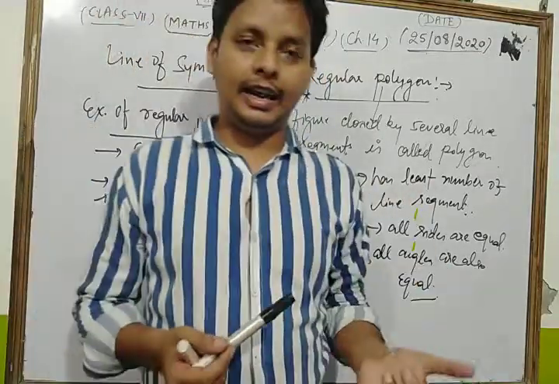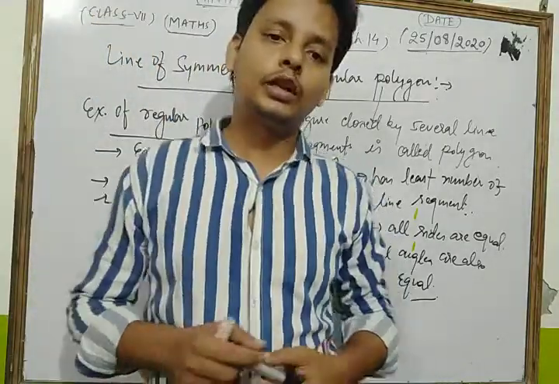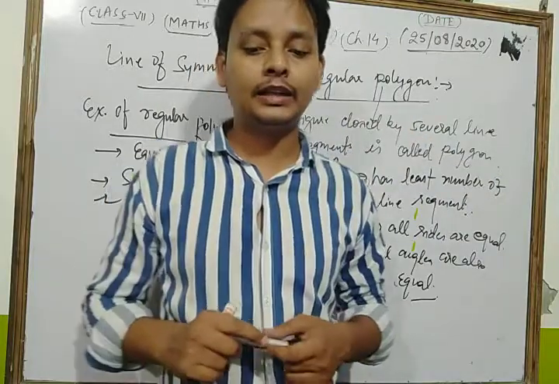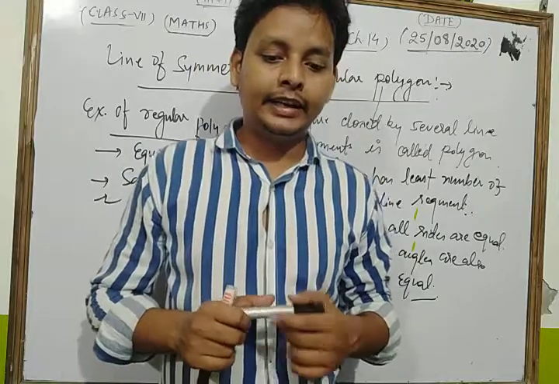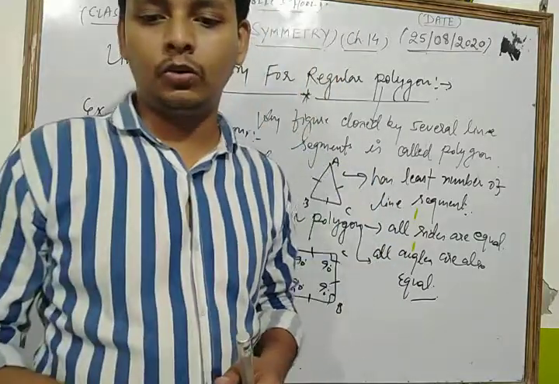Another example of regular polygon is square, because all its sides are of equal length and each of its angles is a right angle, and its diagonals are seen to be perpendicular bisectors of one another. So it is clear now.